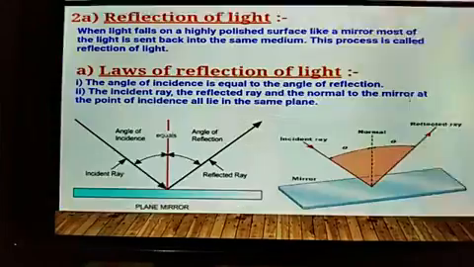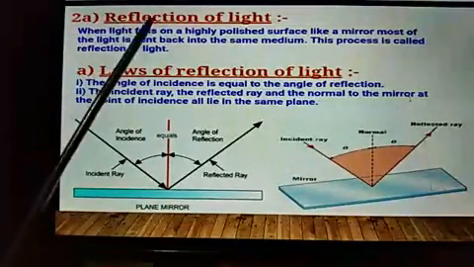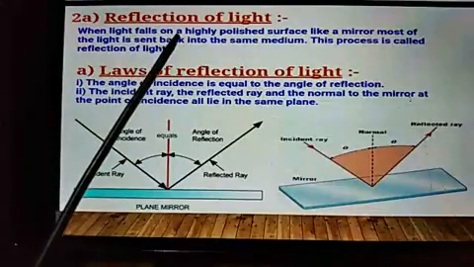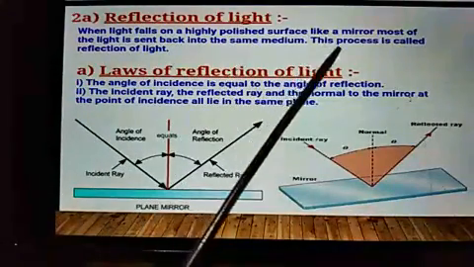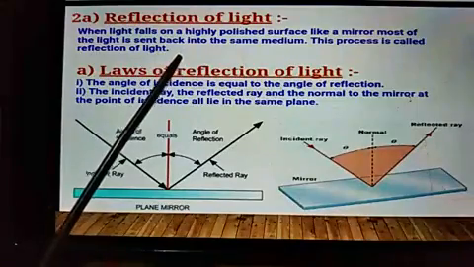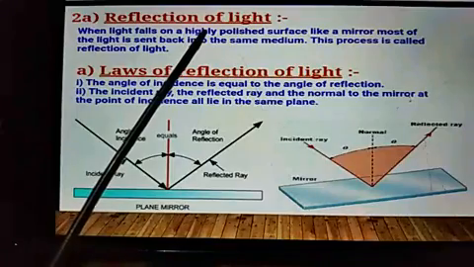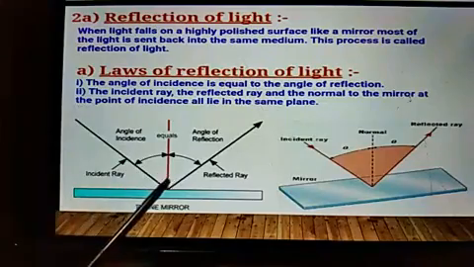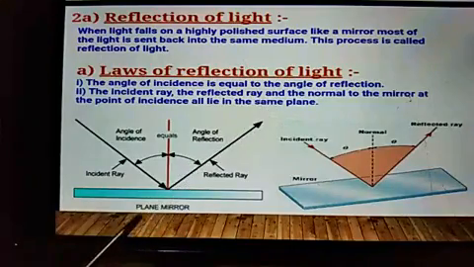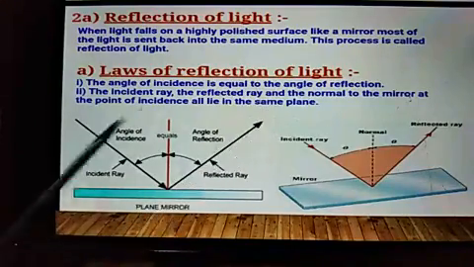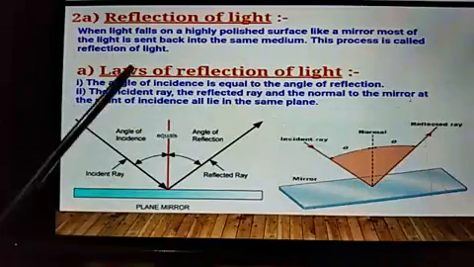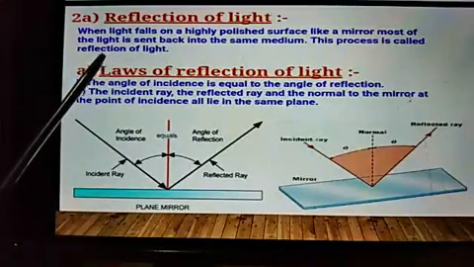Now, let us see how we define reflection. When light falls on a highly polished surface like a mirror, most of the light is sent back into the same medium. This process is known as reflection of light. So, if we have any highly polished surface such as a mirror, and light falls on it, what happens? It gets reflected or sent back to the same medium. If it is coming from the air, it is sent back to the air itself. This phenomenon is known as reflection of light.